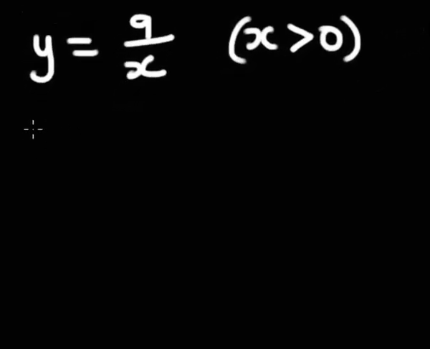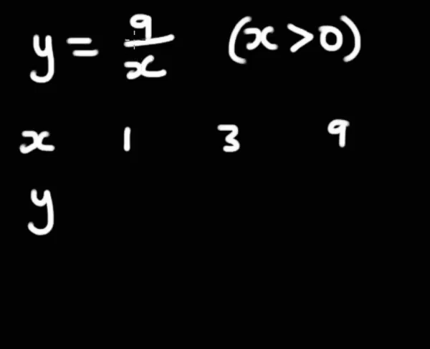Well, if you remember, we're going to choose only positive values of x, so I could choose x as, let's say, 1. I'm not going to choose 0 here because 9 over 0 is undefined, but I could choose x as 1, 3 and 9. So what would the y value be? Well, 9 over 1 is 9, 9 over 3 is 3, and 9 over 9 is 1.